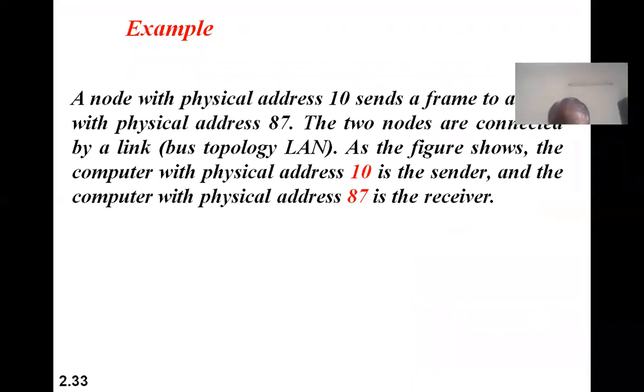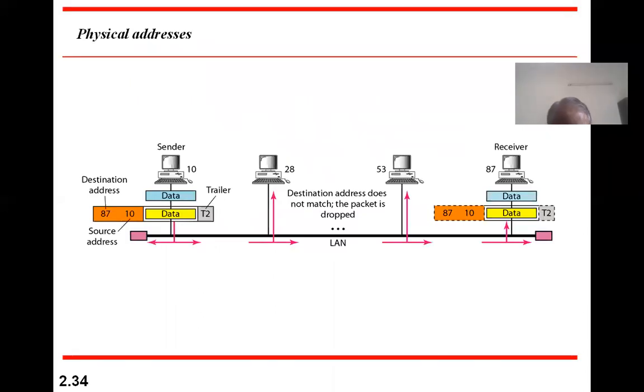There are 4 computers connected in a LAN, and here we are talking about the physical address. The first node's physical address is 10, the second node's is 28, the third node's is 53, and the fourth node's is 87. When 10 is communicating with 87, at the data link layer the addresses are: source is 10, destination is 87.